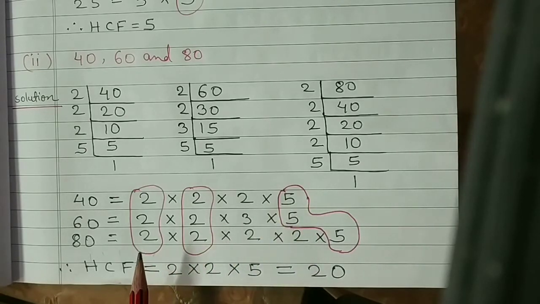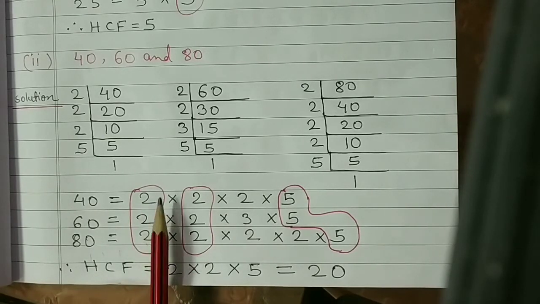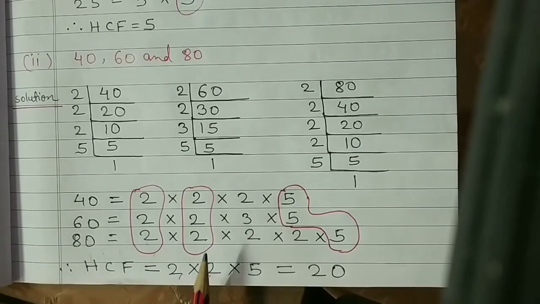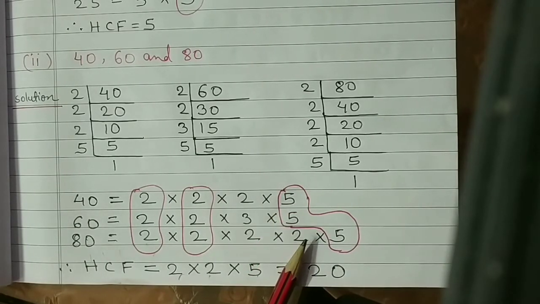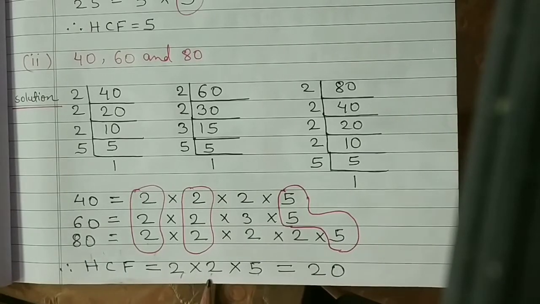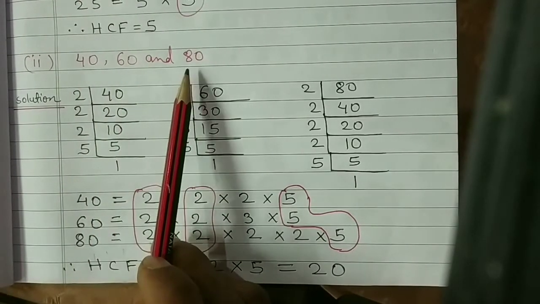Now we are going to write the HCF. So what will be the HCF? We will write HCF equal to 2. 2 is for this group. Okay. So for this group, we are going to write 2 only one time. Okay. Now this 2 is for this group. Okay. And now this 5 is for this group. Clear? So the HCF will be HCF equal to 2 into 2 into 5, that is equal to 20. 2 into 2, 4, 4 5s are 20. Clear? So this is the HCF of all these three numbers. Okay?